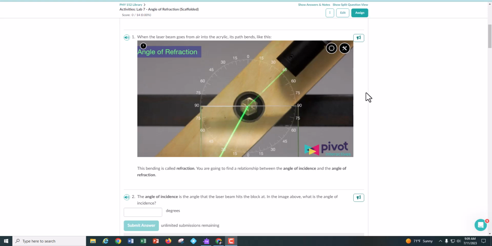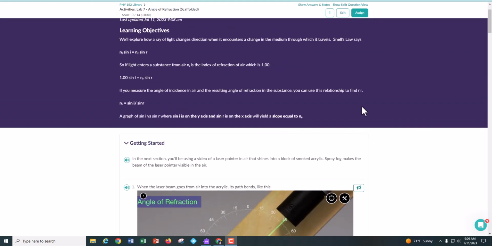Okay, in lab 7, we're going to be looking at the refraction of light. In this lab, you're going to be examining Snell's law.